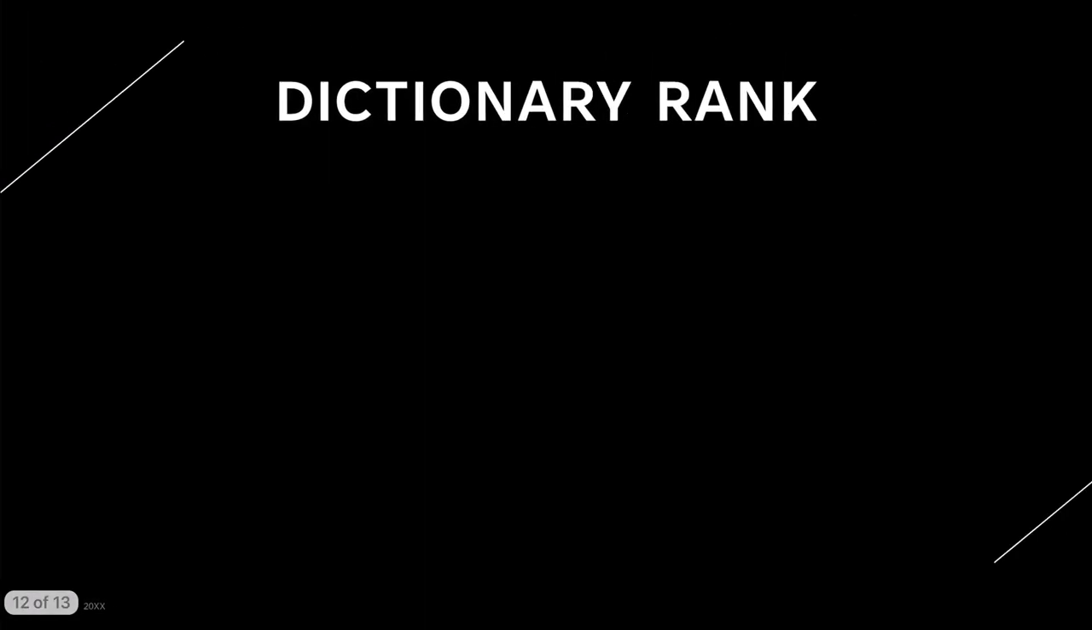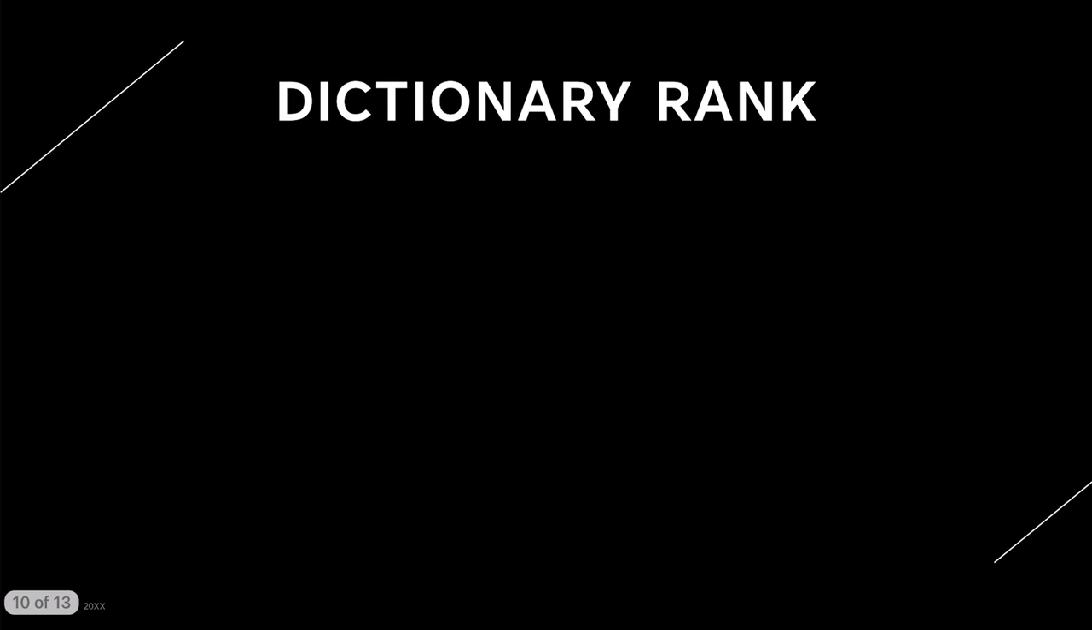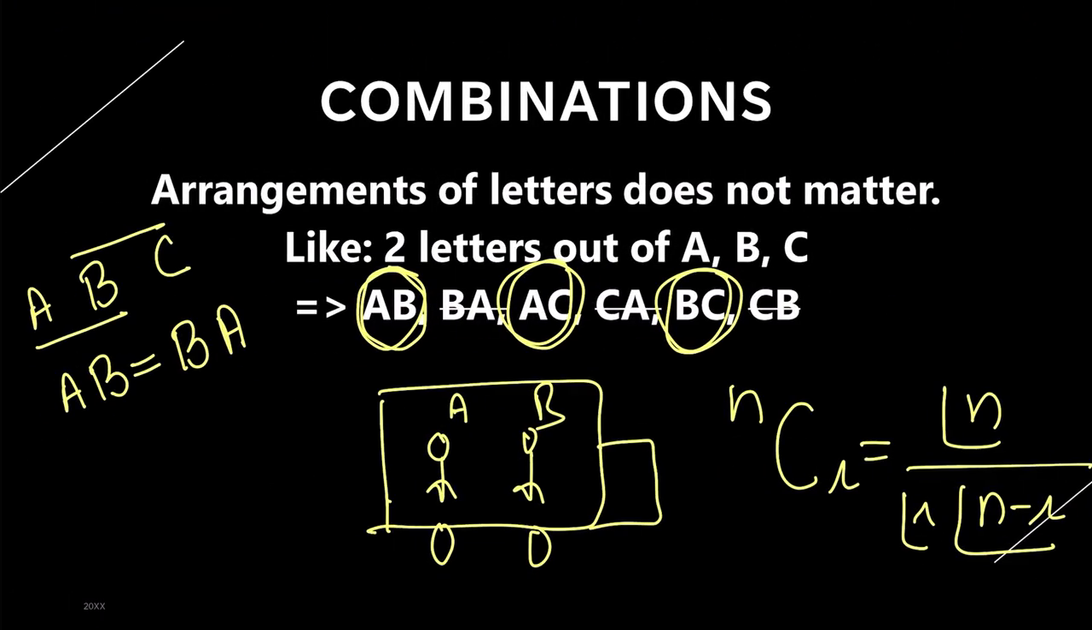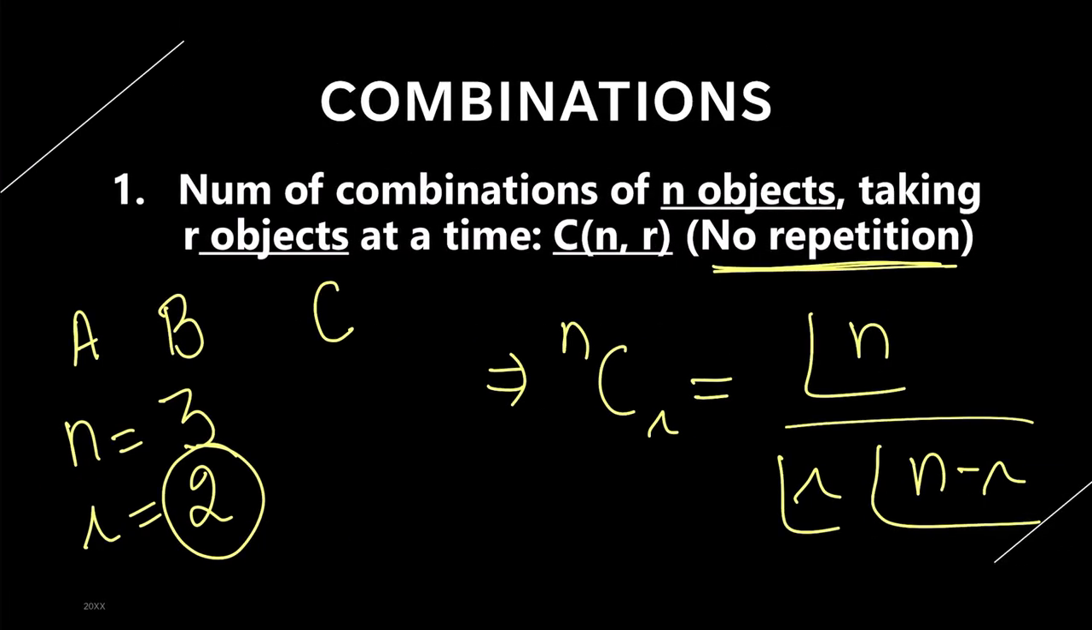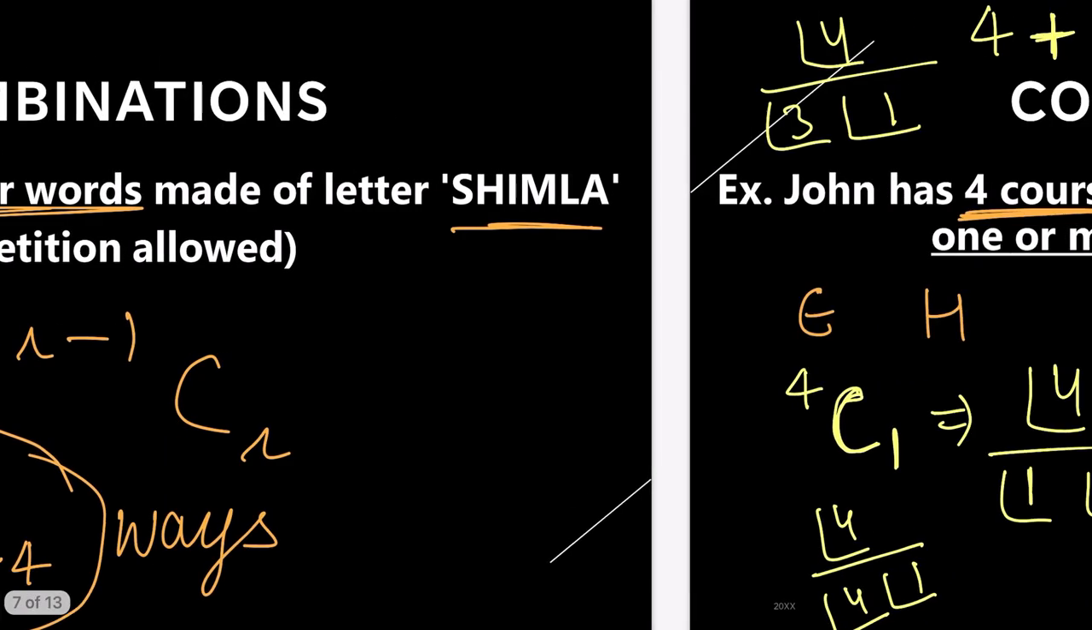Dictionary rank is also done, and today we have learnt about nCr, the number of combinations when the sitting arrangement does not matter. You just have to pick two people out of three. This is what we have learnt. Just a quick review of all the slides. I'm moving back. Here we learned the basics, again combination, and repetition and non-repetition, meaning you are allowed to repeat the letters or you are not allowed to repeat the letters.